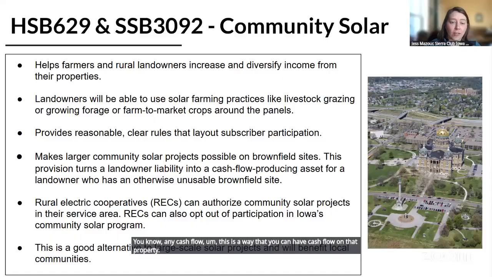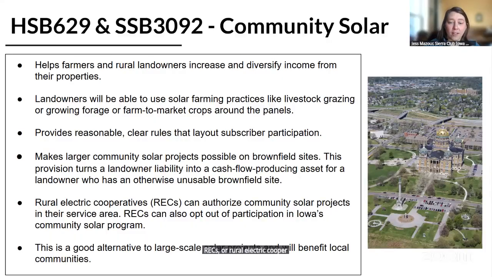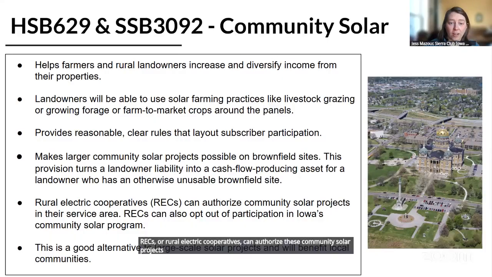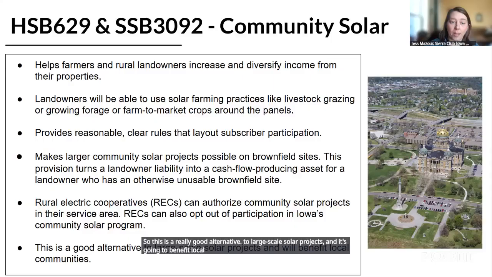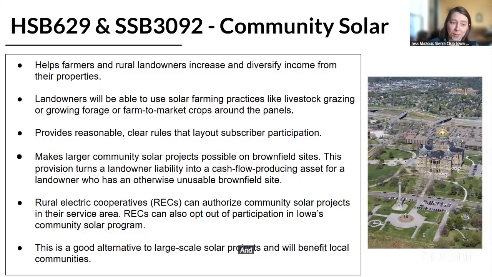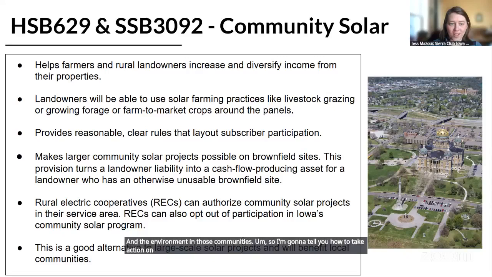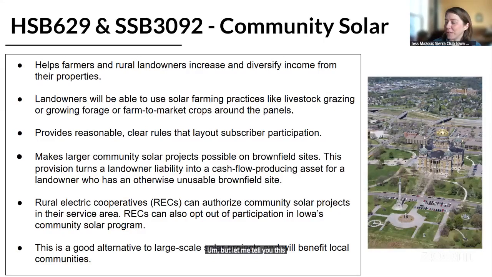RECs, or rural electric cooperatives, can authorize these community solar projects in their service areas, but RECs can also opt out of participation in Iowa's community solar program. So this is a really good alternative to large scale solar projects, and it's going to benefit local communities and the people and the environment in those communities. So I'm going to tell you how to take action on these bills, and we'll tell you again at the end. But let me tell you this, and then we'll switch over to Patrick.